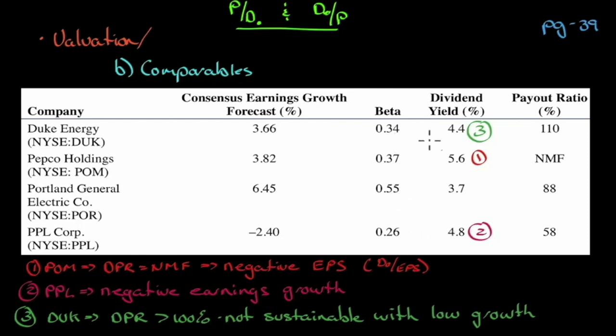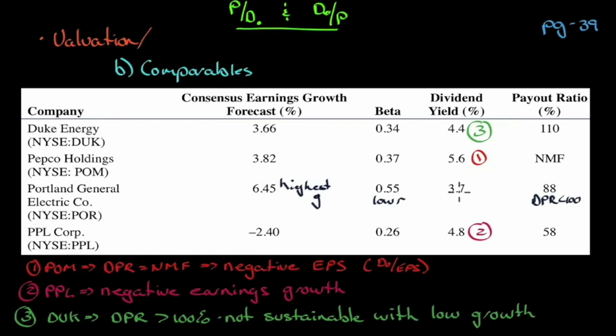Now let's look at risk. If you look at the risk of all of them, Portland Electric is the riskiest one, but look, it's got a beta of 0.5. That's still low R. It's got the highest G. And it's got a low dividend payout ratio. The payout ratio is below 100. The dividend yield is 3.7.